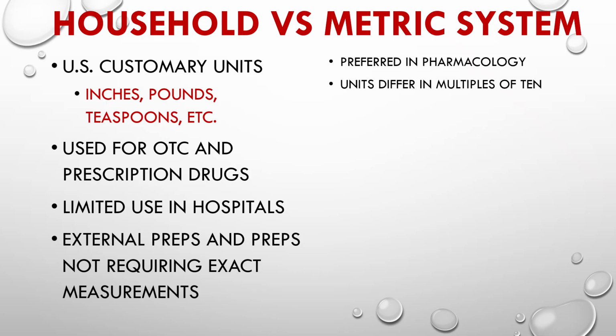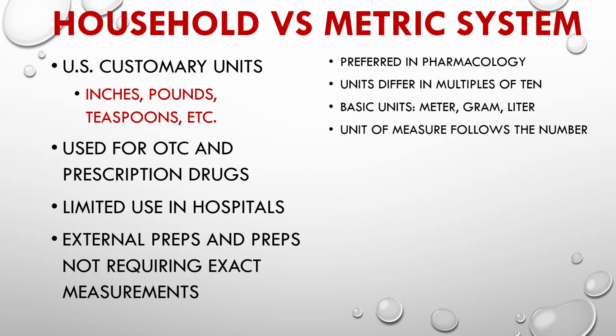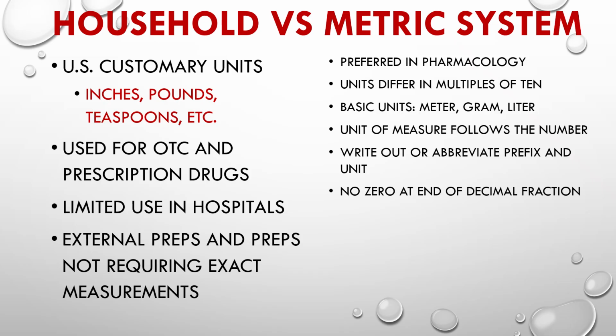So it makes that conversion a lot easier. Our base units are things like meters, grams, and liters. And then we can have like milliliters or centimeters, which are changing by those multiples of 10. So the unit always follows that number. We write out or abbreviate the prefix, again, like milligram. We have our little m that represents that, like we saw with the milli equivalents.